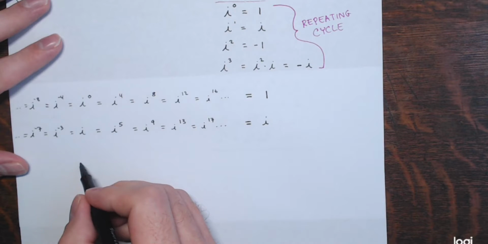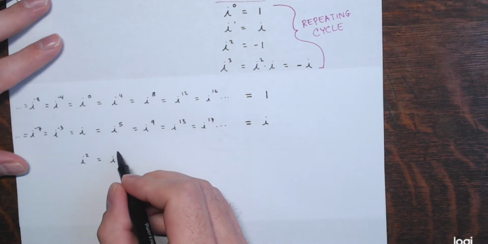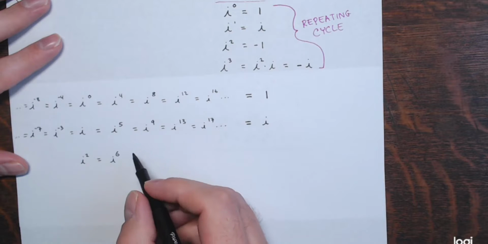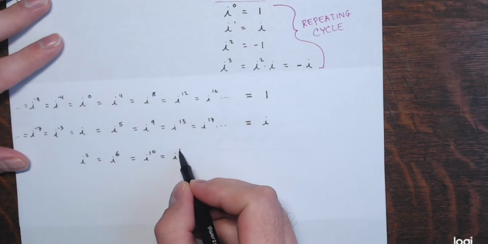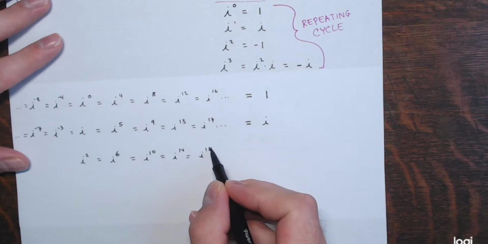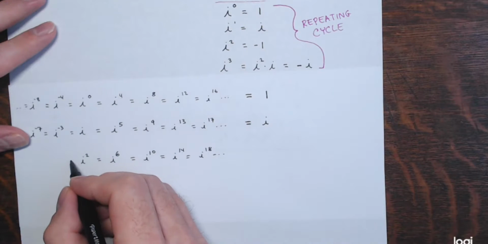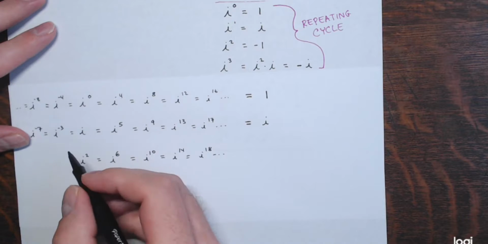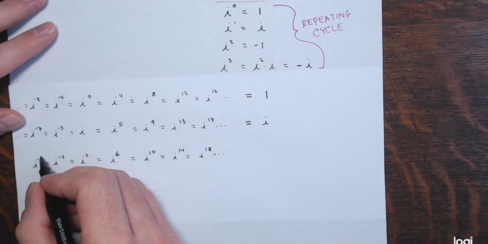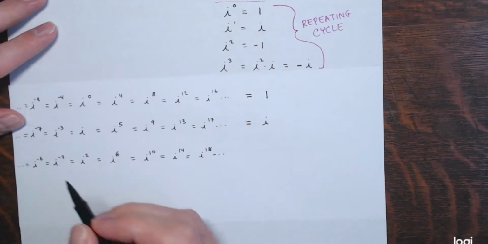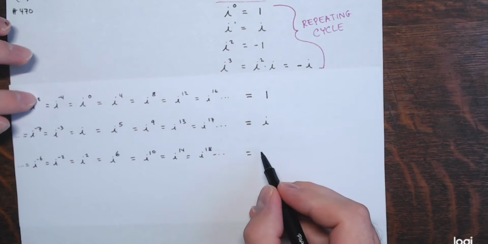Alright, and then i squared would have the same value as i to the 6th, right? Just keep adding and subtracting 4. Same as i to the 10th, the same as i to the 14th, i to the 18th, and so on, i to the 22nd. You can go backwards. Take i squared, subtract 4 from the power. So i to the negative second, i to the negative sixth, i to the negative 10th. All of these powers of i are equal to -1.